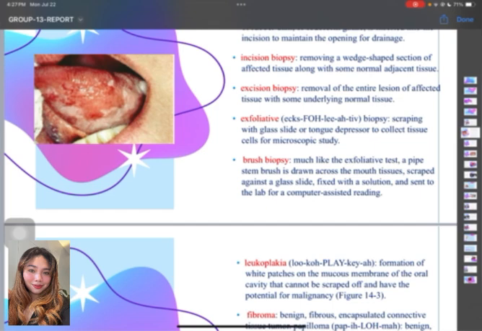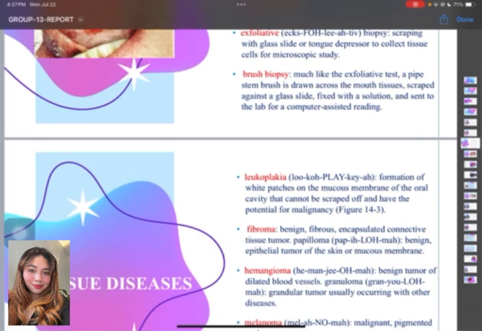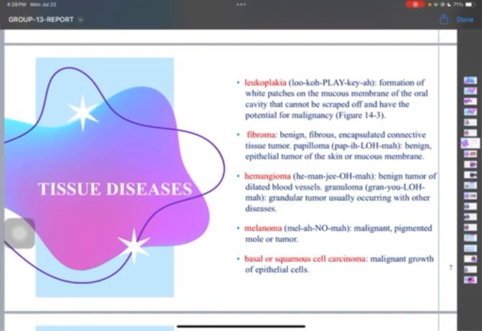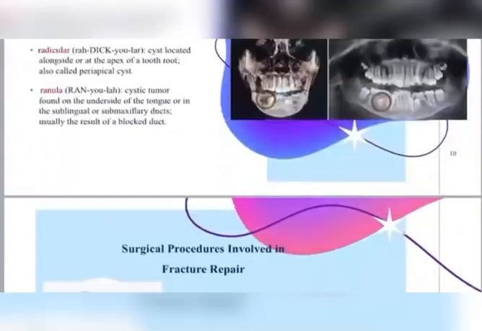Exfoliative biopsy is the scraping with a glass slide or tongue depressor to collect tissue cells for microscopic study. And then brush biopsy is much like the exfoliative test. A stiff-bristle brush is drawn across the mouth tissues, scraped against a glass slide, fixed with a solution, and sent to the lab for a computer-assisted reading.